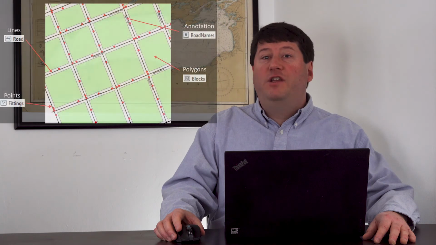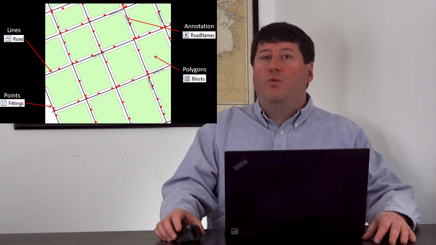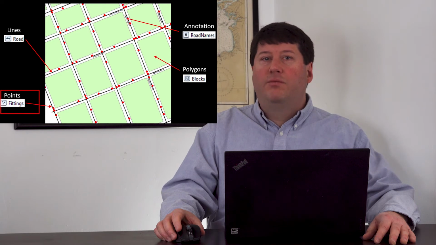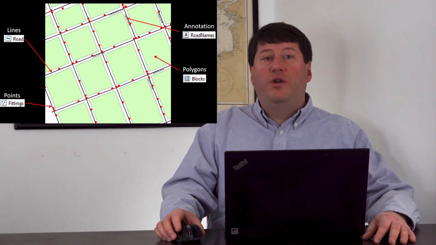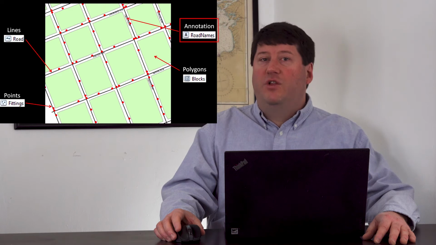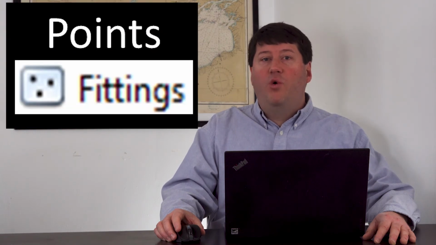For example, a feature class showing the location of water fittings would all be point feature classes. A feature class showing roads would be a line feature class. A feature class showing street blocks would be a polygon feature class. And a feature class showing street names would be an annotation feature class. Note too how the symbol for a feature class reflects the feature class's geometry. For example, a series of 3 points for a point feature class.